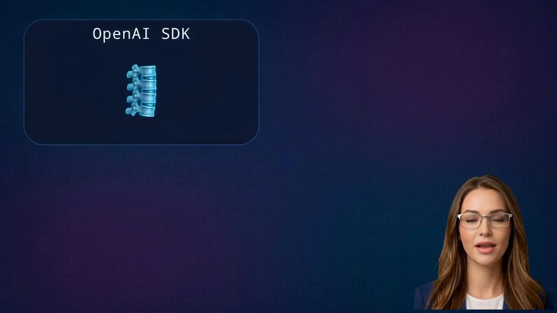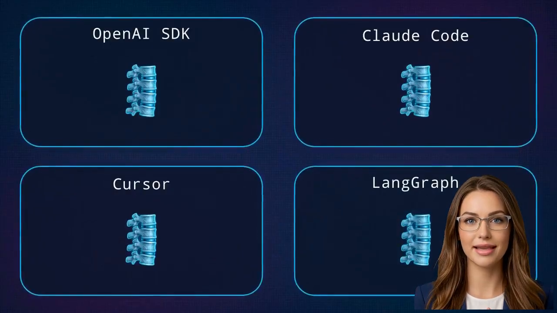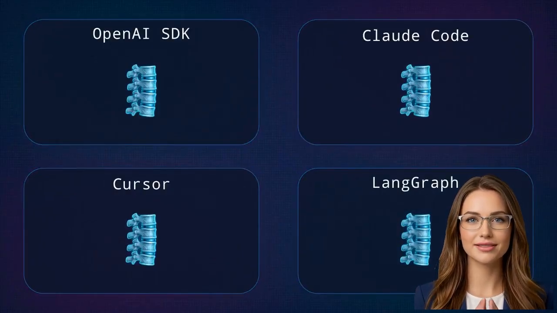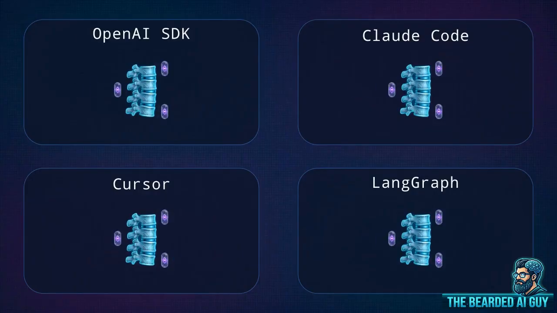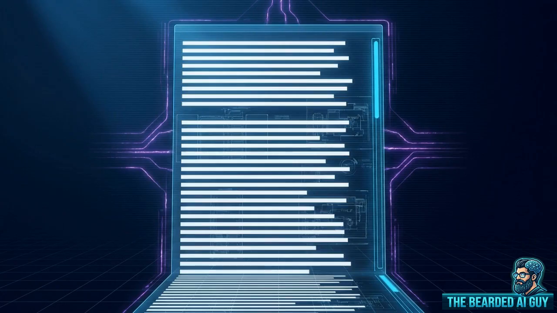Every major shipping agent framework, OpenAI's SDK, Claude Code, Cursor, LangGraph, is converging on the exact same architecture. They use a stable spine combined with dynamic attachments. The syntax varies, but the underlying shape is identical. Relying on a monolithic megaprompt will inherently throttle your agent's ability to scale.